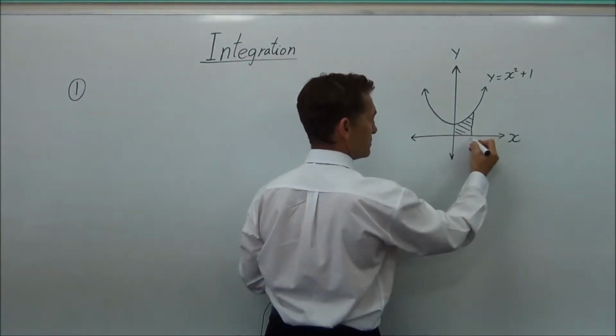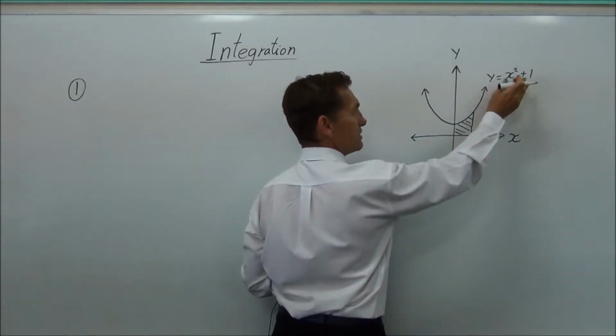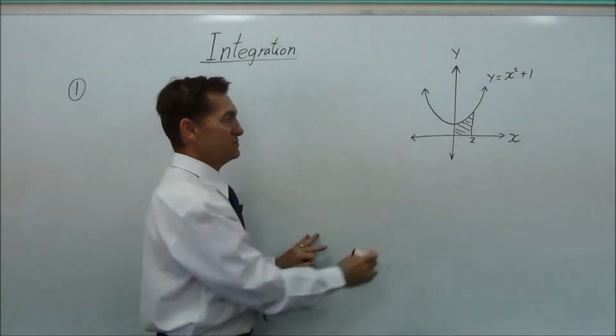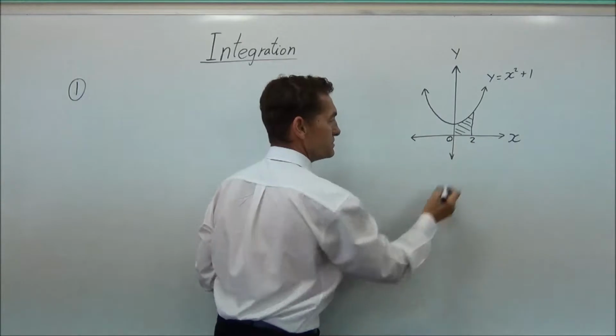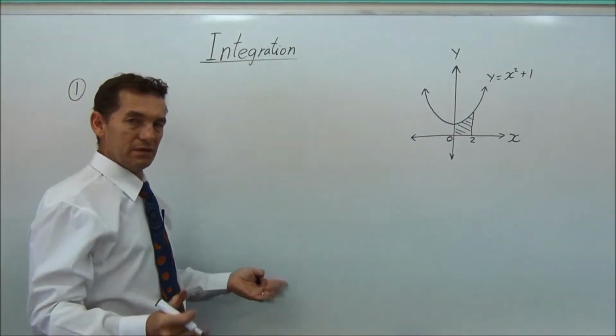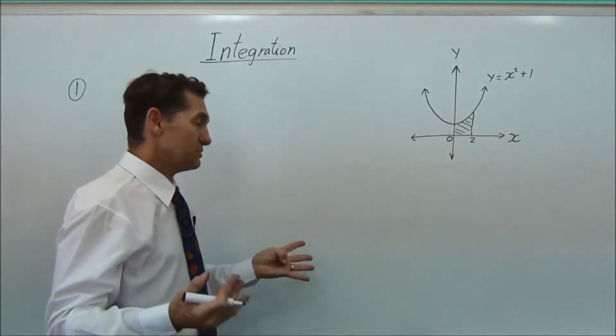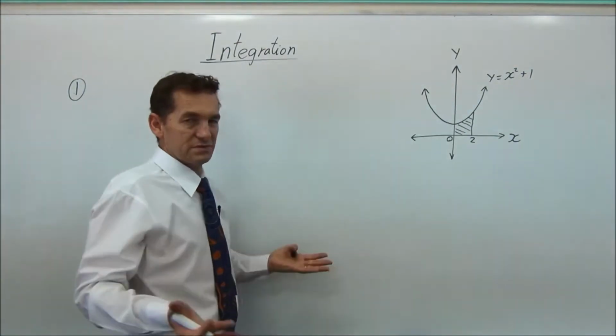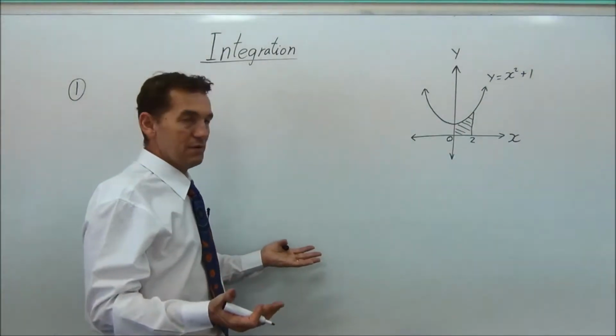And let's say that number was 2. I would integrate that equation between 0 and 2, and that would tell me the area under the curve. You don't tend to apply integration to lines, although you can, because you're learning to do areas of lines.